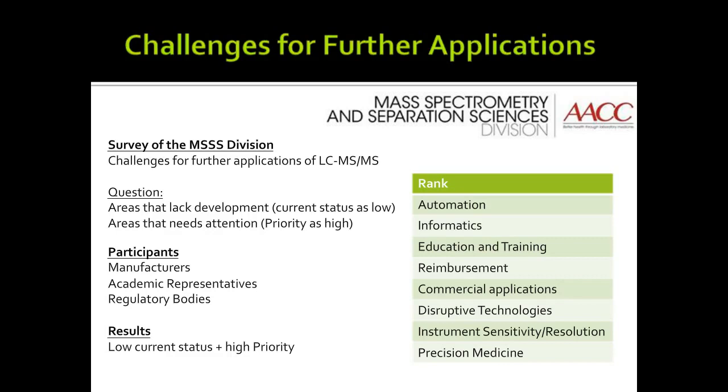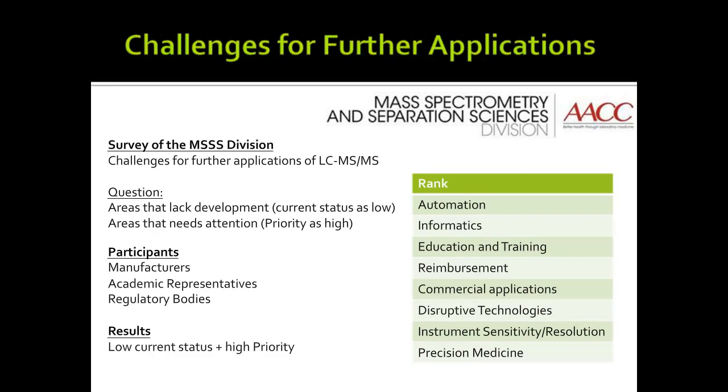Automation comes first. That means the current status is low, and people also believe it should take a higher priority. So that's why automation ranked the top. In the same way, we ranked informatics second, education and training third, reimbursement fourth, commercial applications, which mainly refers to the commercial kits available for the lab, and disruptive technologies, and then instrument sensitivity and resolution.